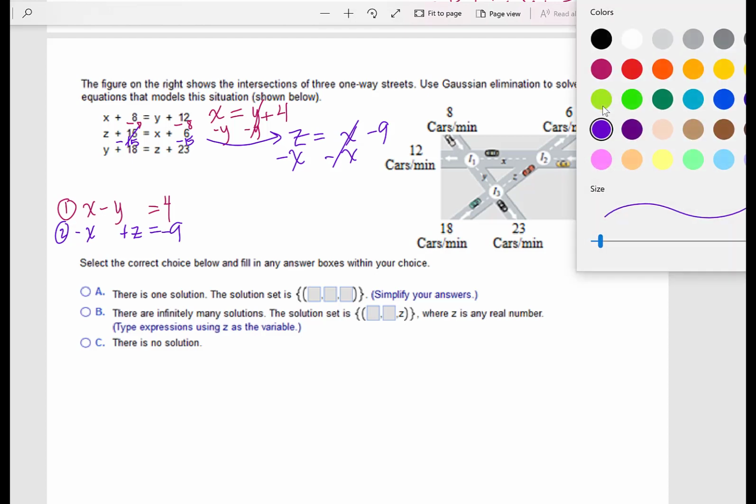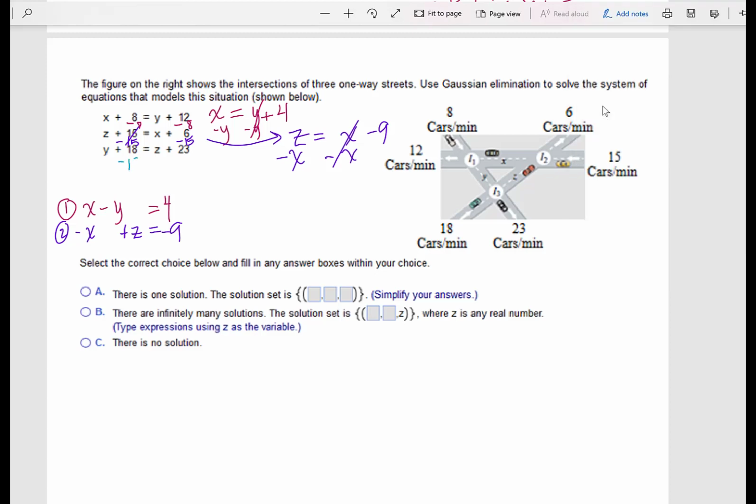Okay, and then for this last one, I'm going to subtract 18 from both sides. Then I have y equals z plus 5, and then subtract z from both sides. So I have y minus z equals 5. Okay, so all I did was manipulate each of those equations that were given to me so that they're in standard form.